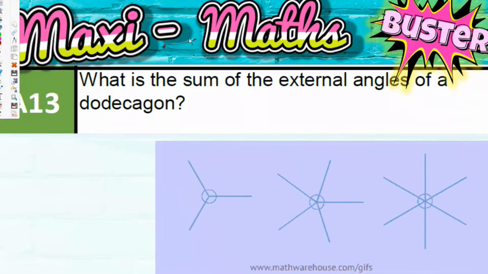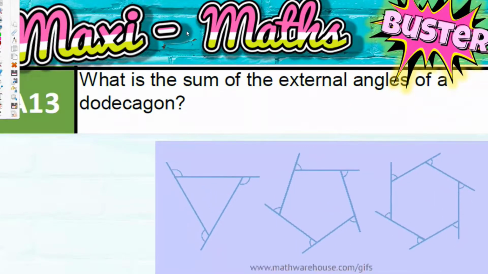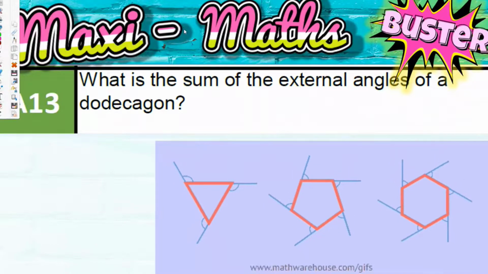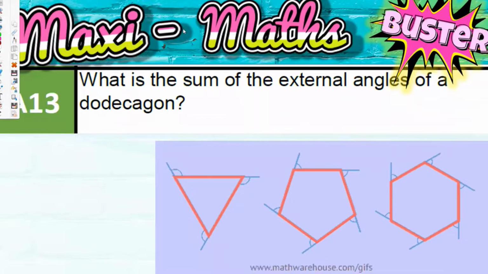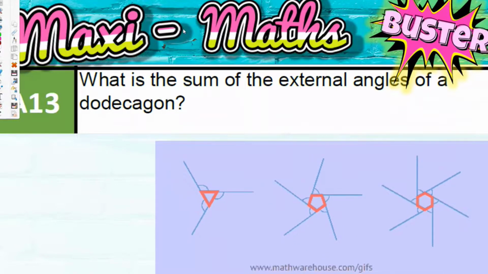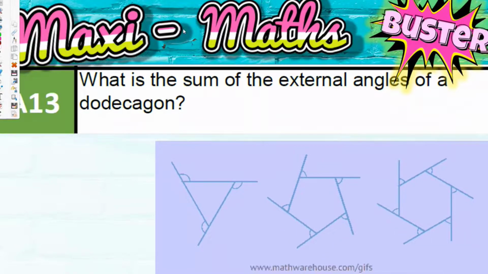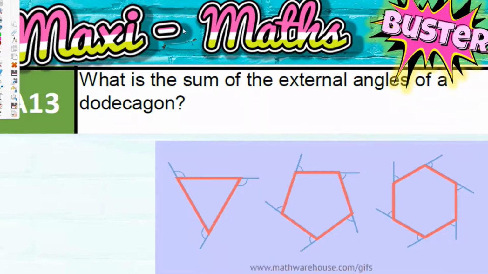Question 13. What is the sum of the external angles of a dodecagon? Now, we've got three shapes here. First of all, a dodecagon has got 12 sides. None of the shapes you can see on the screen have got 12 sides. We've got a triangle with 3 sides, pentagon with 5 sides, hexagon with 6 sides.